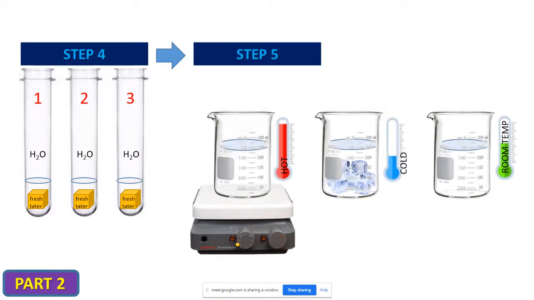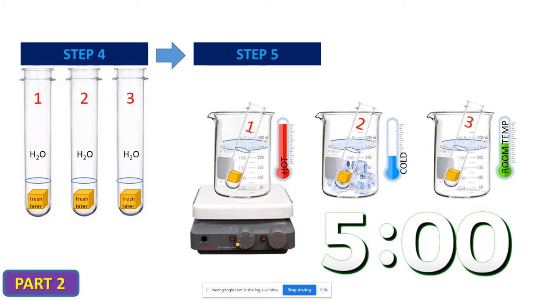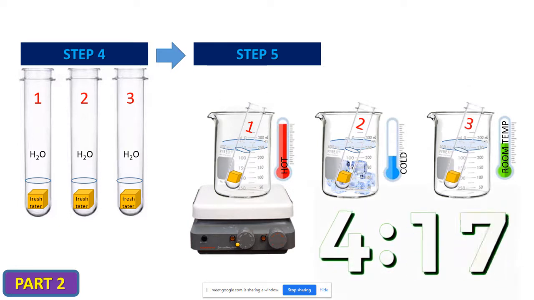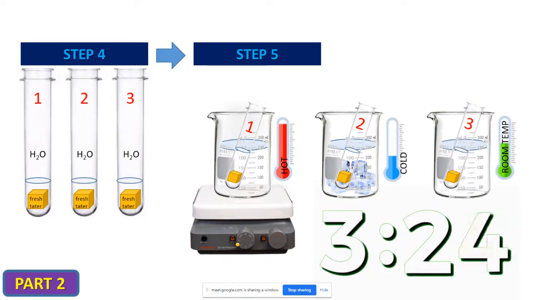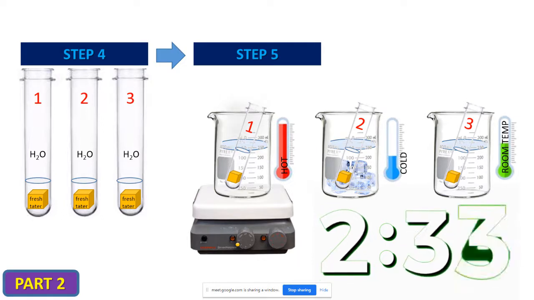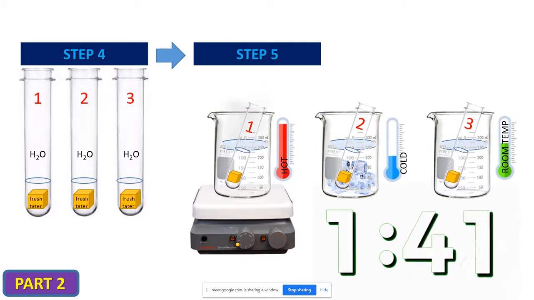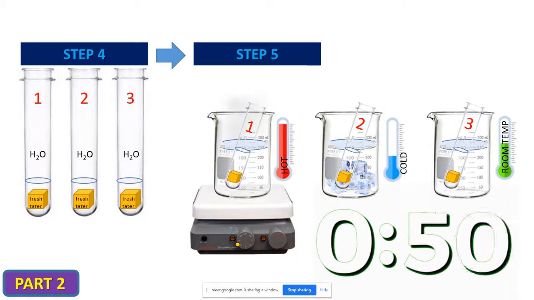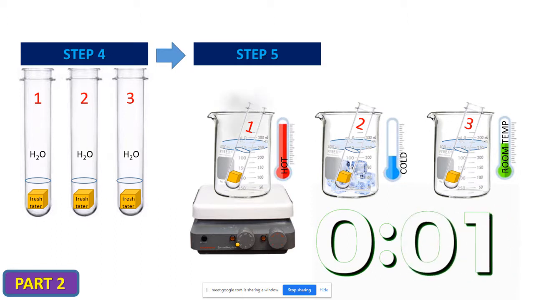And then we're going to put a nice piece of fresh potato in each of these, and fill it up with just enough water to cover the potato, because I'm going to take these in my next step and throw them into each of these conditions. I'm going to put them into the hot water, into the cold water, into the room temperature water, and let them sit there for 5 minutes. So you just wait for the countdown to end. You want to take them all out at the exact same time, so they've all had literally 5 minutes.